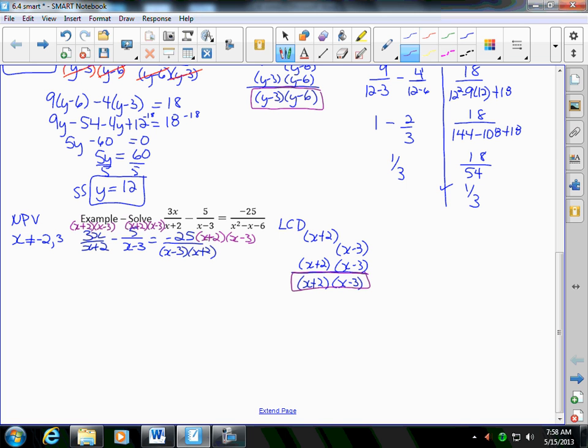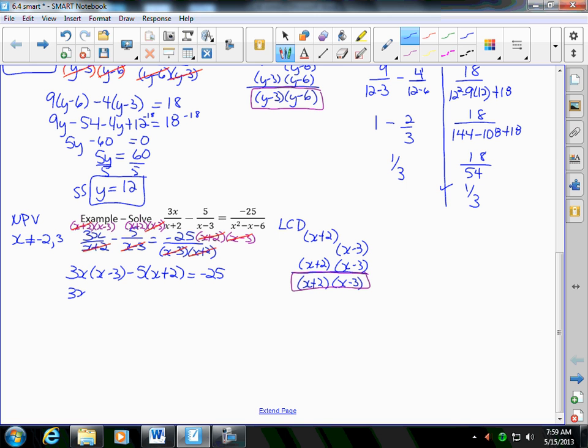Then the whole point of doing this is to get rid of my denominator. So x plus 2 and x plus 2 will cancel. x minus 3 and x minus 3, x minus 3 and x minus 3, and then x plus 2 and x plus 2. So what I'm left with then is 3x times x minus 3, minus 5 times x plus 2, and then everything else canceled, so I'm just left with a negative 25.